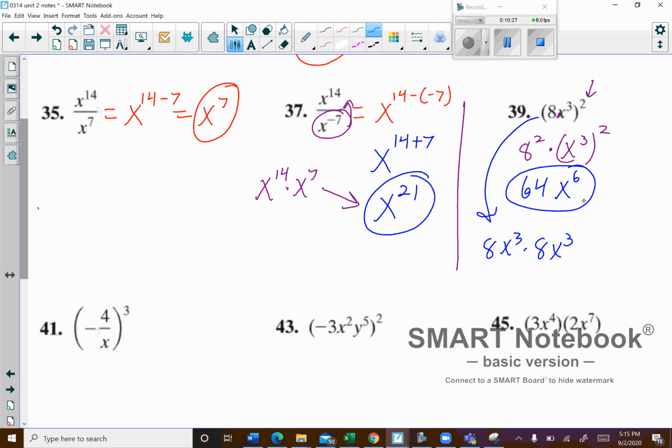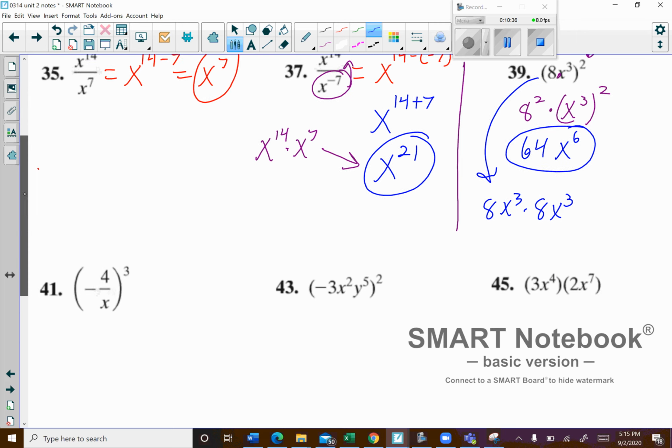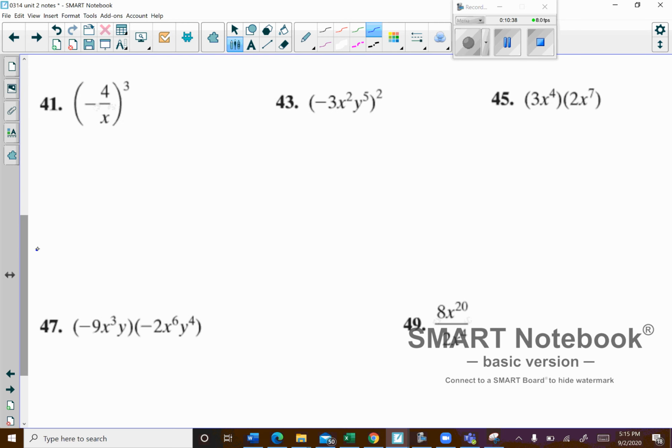X to the third times x to the third, you add them, because when you multiply, you add, you get the same answer either way. Okay. Looking at our next one, let's see, I've got negative 4 over x to the third power.